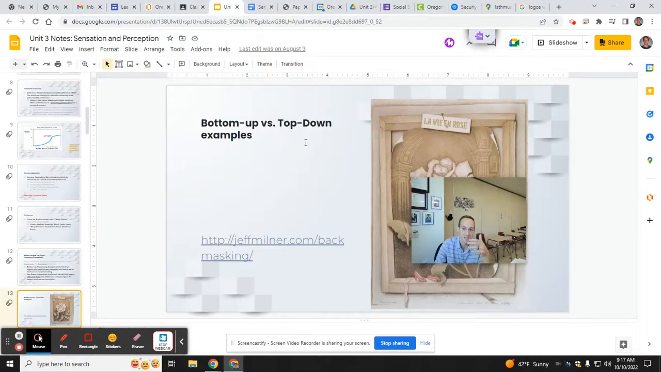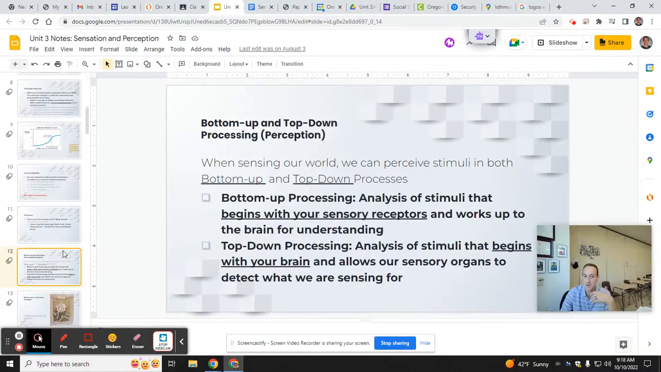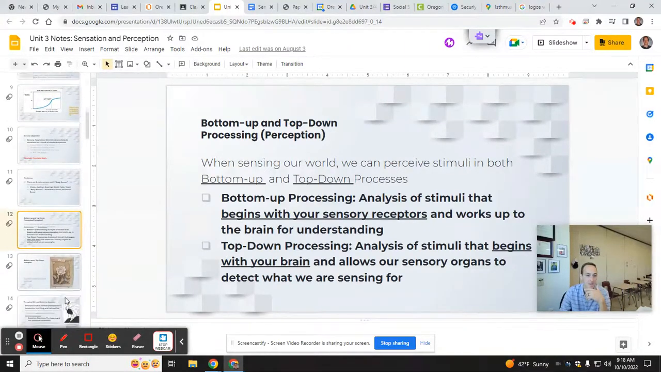Like when you see an image, it's hard to unsee that image. So like this image right here, a lot of people see the rose, but there's also two people kissing in the middle. Once you have that top-down perception idea in your mind, it's impossible to unsee the people kissing, right? So that's the difference between bottom up, top down. Bottom up is all about starting with your basic sensation, working your way up to a conclusion. Top down is you start with an idea in mind, and then you allow your sensory organs to pick up what you're trying to sense for.